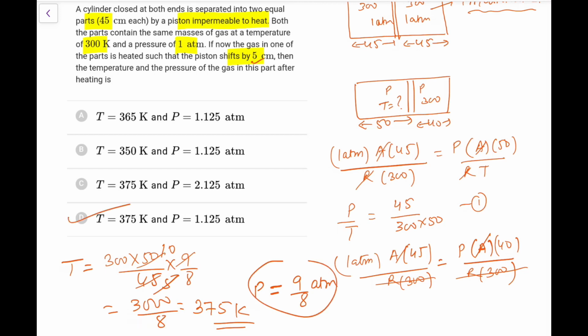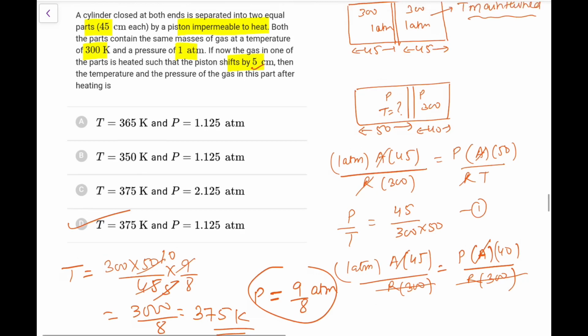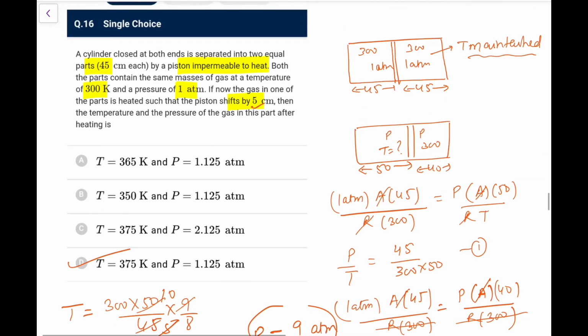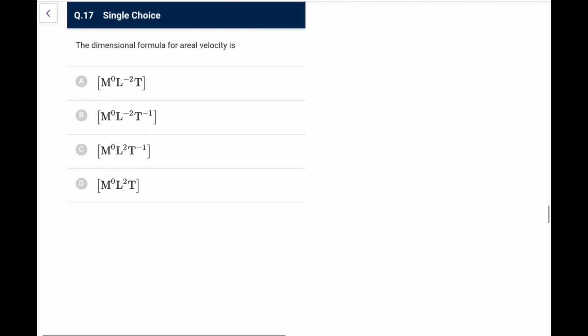So I think the question language is not appropriate. It's tough to make out from this language without assuming this thing. Next, the dimensional formula for areal velocity. Areal velocity is rate of coverage of area, that is area upon time, that is meter square upon second, that is L2T minus 1. So L2T minus 1, which is option C, you can make out.